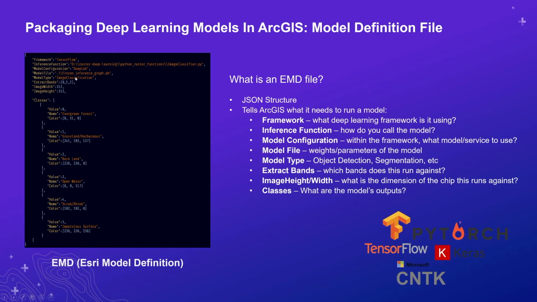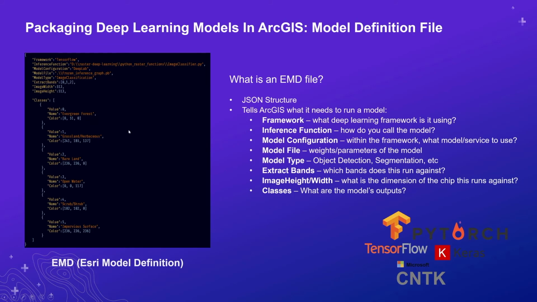The model type in this case is image classification. So that is going to classify each pixel as one of the classes listed below. Extract band 0, 1, 2 tells us that we're running this on these bands, red, green, and blue, and that it's going to be run on an image height and width of 513 by 513 in this case. And then this is a list of the classes and the colors that we want the classifier to assign.